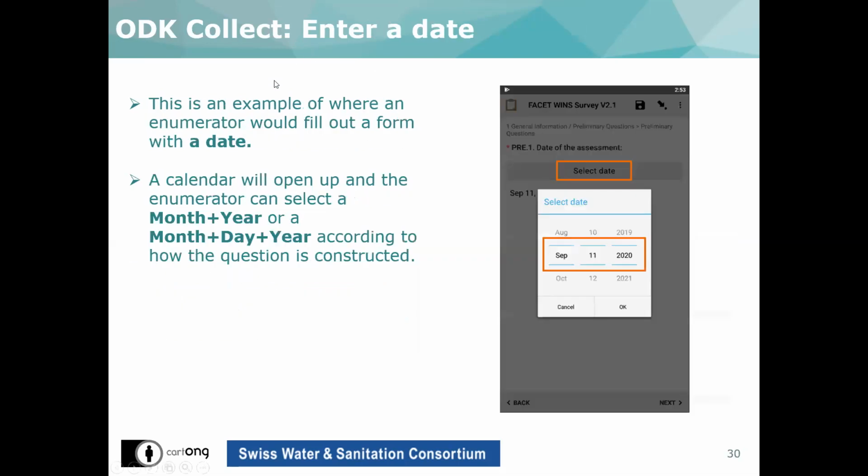Now, I could have a date type of question. This is an example where you need to enter a date. Basically this is how it looks: date of the assessment, or date of this, or that, and so on. Then you have this button here, select date. As soon as you click on it, you'll have this calendar opening up. It could be either month, year, or month, day, year, as you can see here. Then you can scroll up and down, either with your finger, or with swipes up and down. As soon as you have selected the date that you want to enter, you can click on OK, and it will put it here underneath the button.